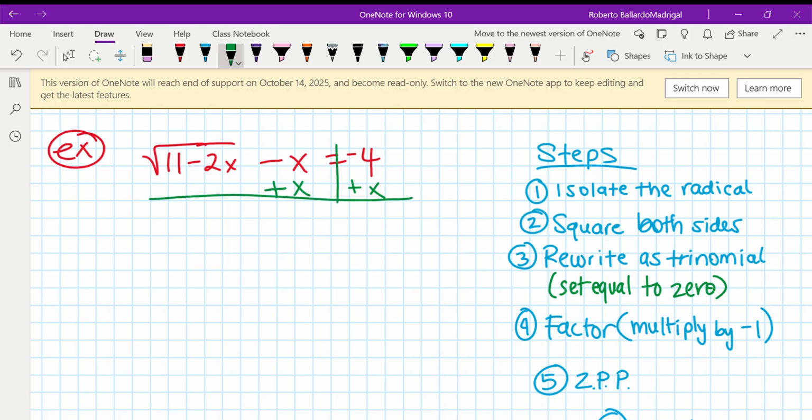That's the first step. So first step, isolate the radical means move like terms away from it. All right, so it's kind of like the opposite. So we get radical 11 minus 2x equals x minus 4.